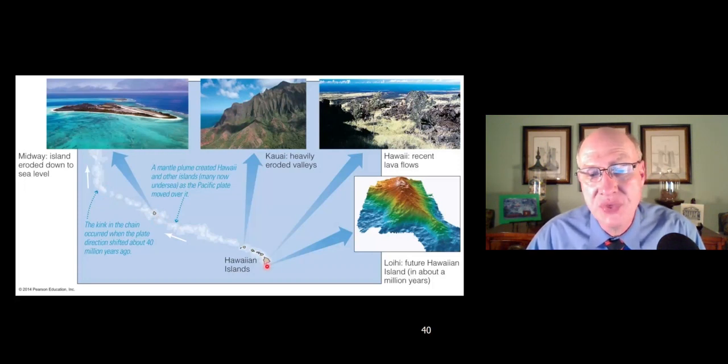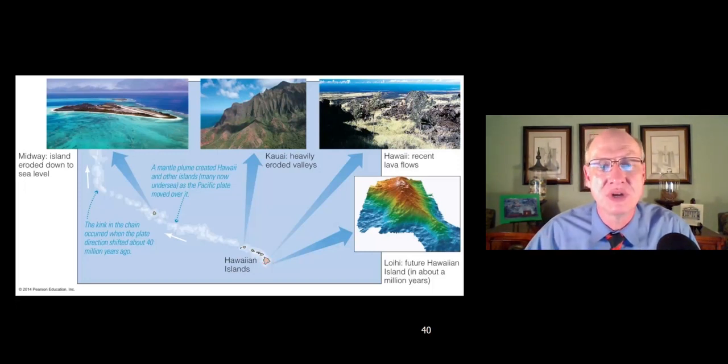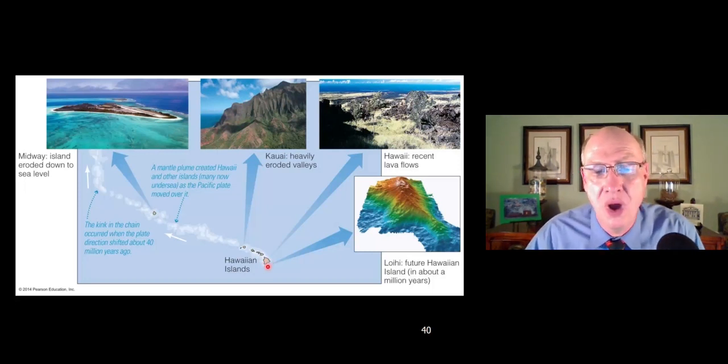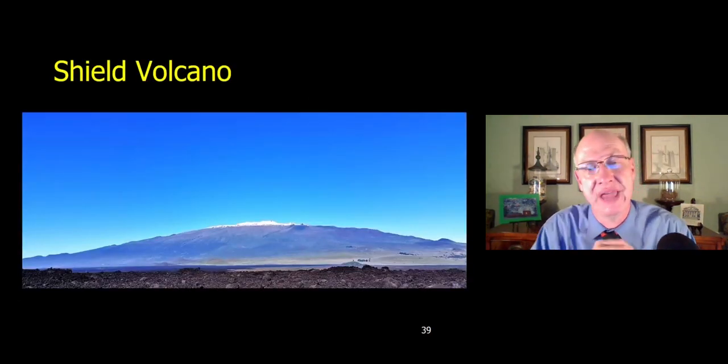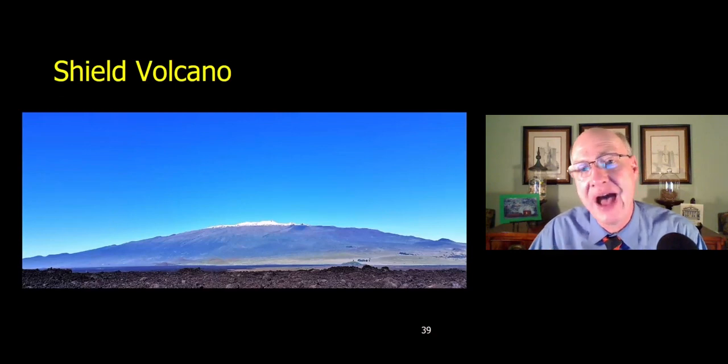And just to the southeast of the big island of Hawaii is Lohi, which is a future Hawaiian island. And millions of years from now, that volcano will finally poke through the surface and create yet a new Hawaiian island down there. So those are shield volcanoes. They're typically found over hotspots on the Earth.